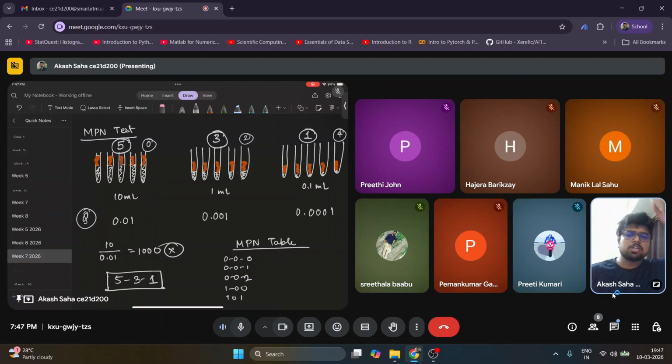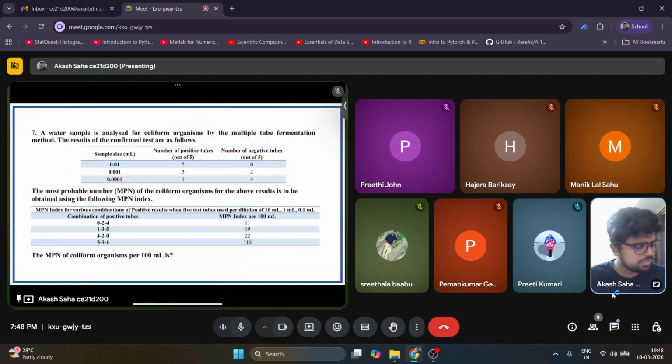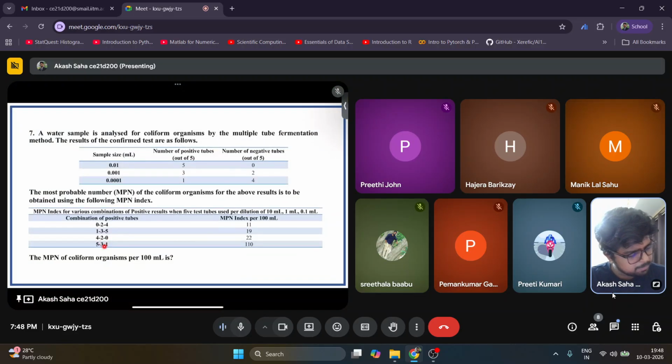So like that all the combinations will be given, and corresponding to that some values will be given like 3, 4, 6, 10. Okay, some numbers will be given. So we have to check what number is there for 531. So in the problem itself, they have given the numbers. So for 531, the number is 110.